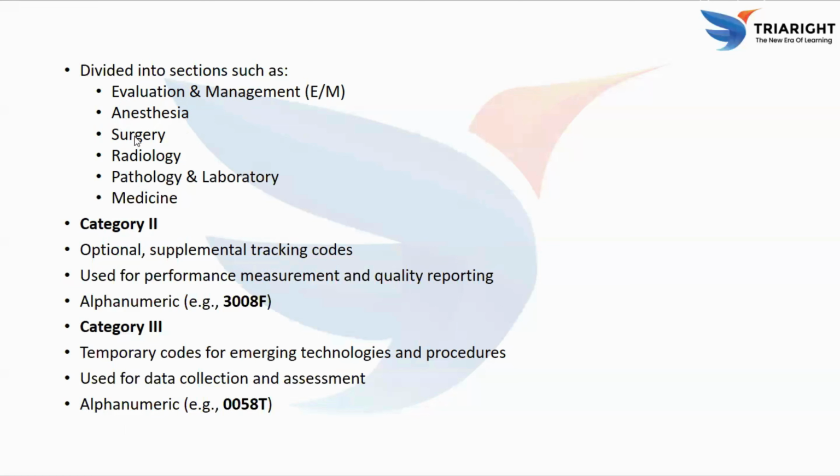And the third section is surgery. Surgery is used for operative procedures. It is the largest section of CPT codes. It includes minor surgeries as well as major surgeries. And this surgery section is further divided by the body system.